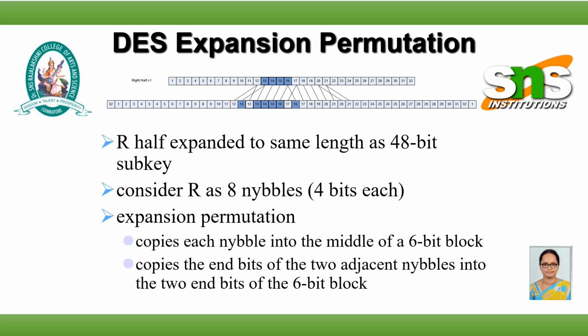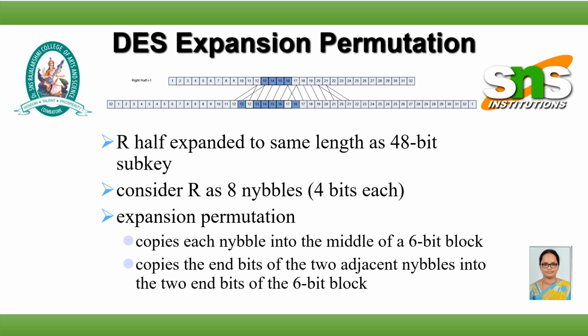The first is the expansion permutation. In this expansion permutation, we split the plain text into two parts, right-hand side and left-hand side. The right-hand half is expanded to the same length as the 48-bit subkey. It can be considered as 8 nibbles, that means 4 bits each. We are splitting that 48 bits into 4-bit, 8 blocks.